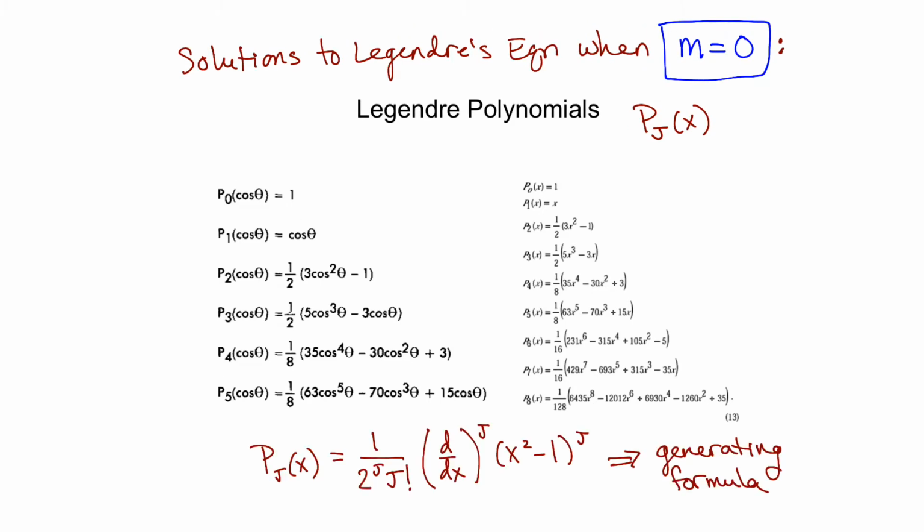Normally you can just look these up in a table when you need them, but if for some reason you would need to put them together on your own, or it's just nice to see where these are coming from, this is the generating formula for the Legendre polynomials. Here again, J is just our energy level.